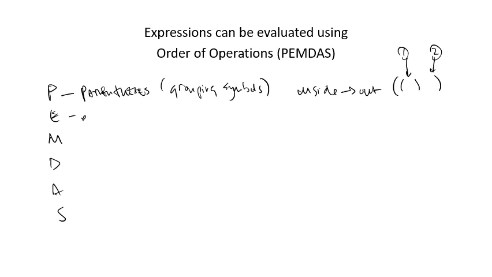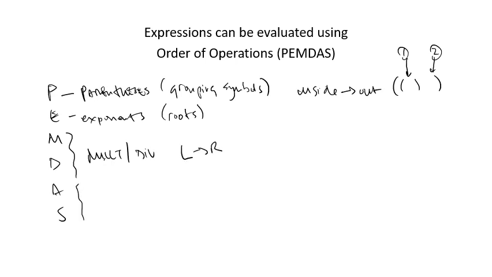We've got our exponents, which includes roots. So square roots, cube roots, fourth roots, those are all included under exponents. The square root's the same as being raised to a half power, so it makes sense that it would be included in exponents. M and D are multiplication and division from left to right, and then A and S are addition and subtraction, also from left to right.